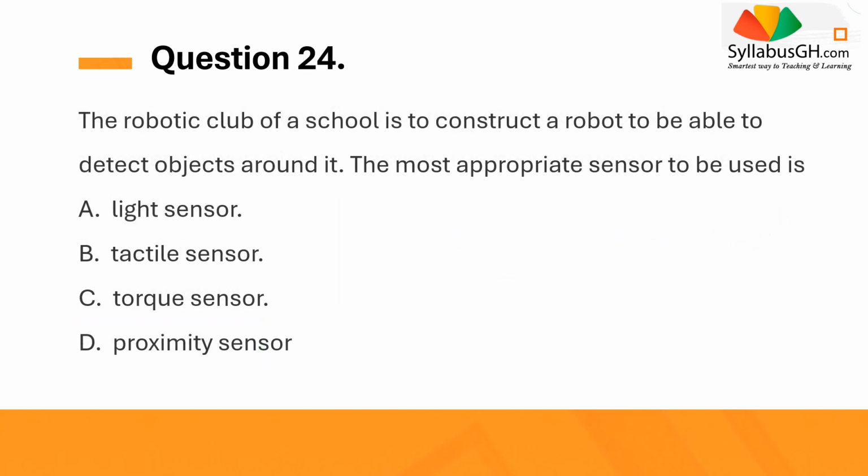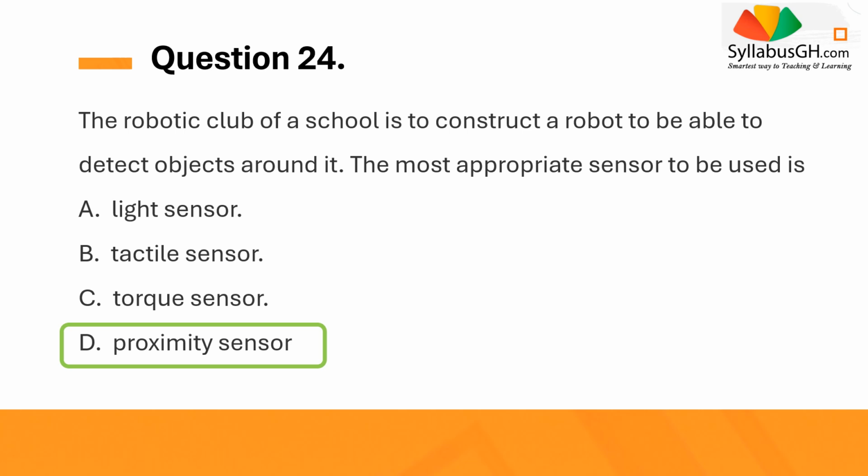Question 24. The robotic club of a school is to construct a robot to be able to detect objects around it. The most appropriate sensor to be used is A. Light sensor. B. Tactile sensor. C. Torque sensor. D. Proximity sensor. Correct answer is D. Proximity sensor.